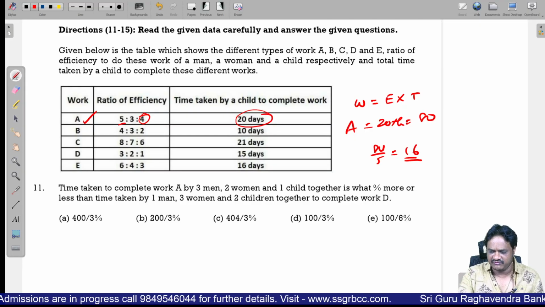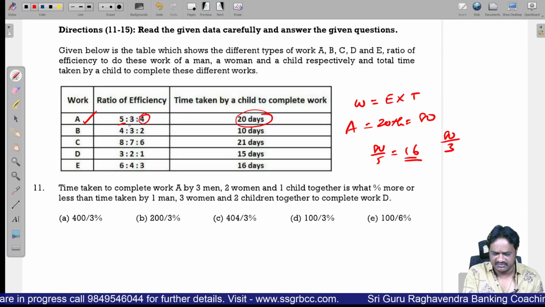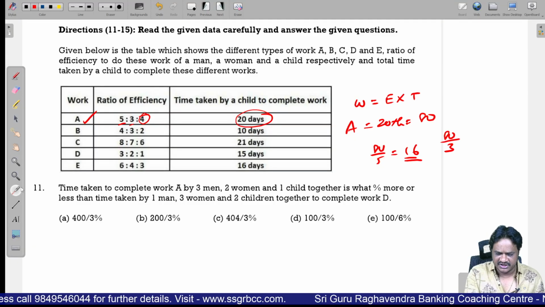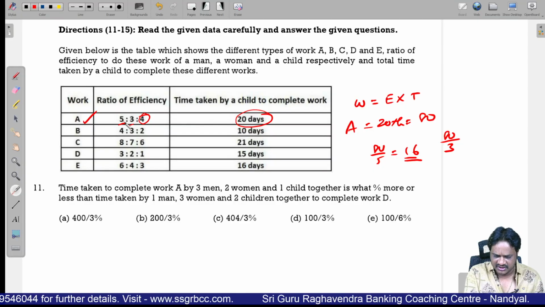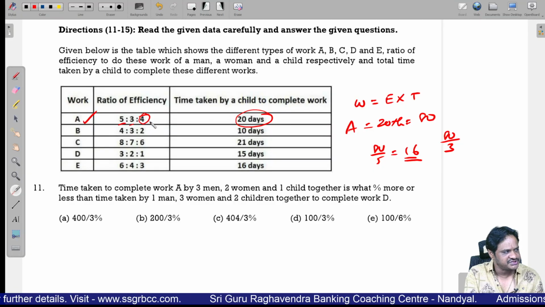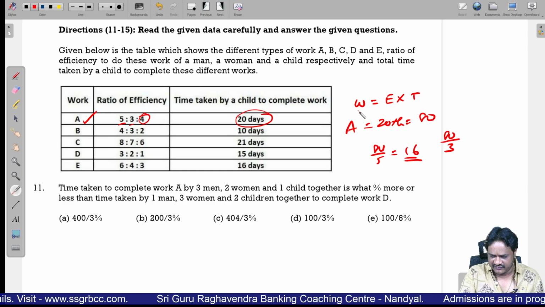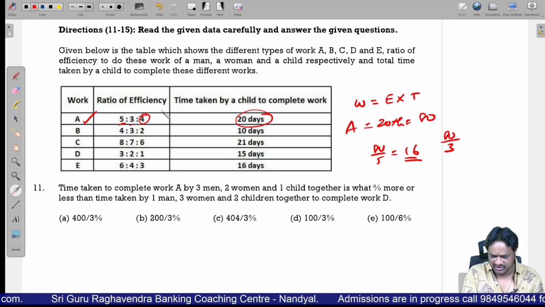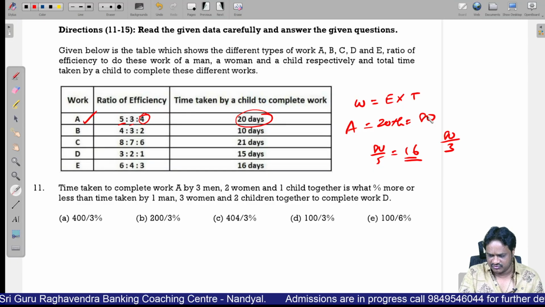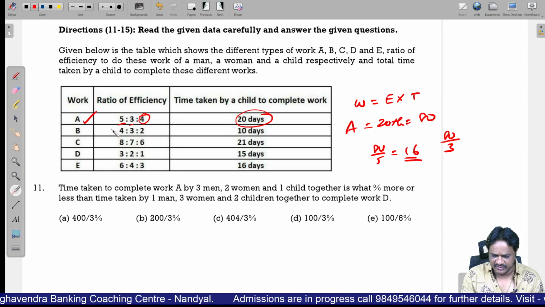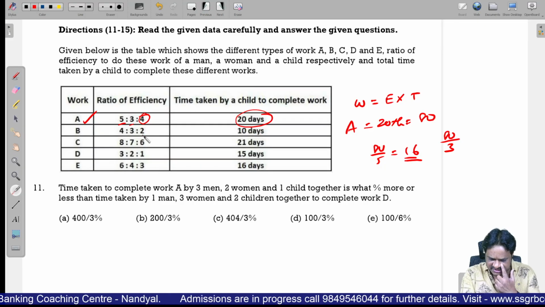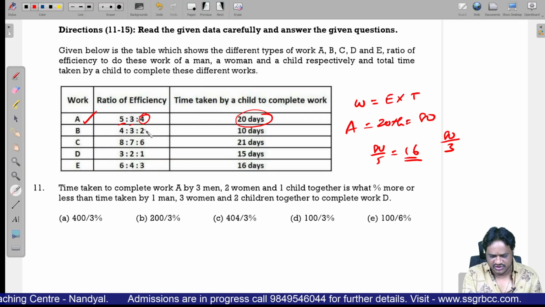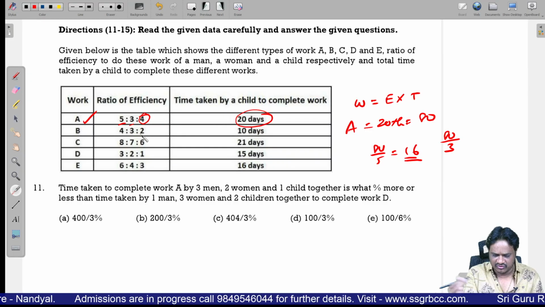How many days will a woman take? Then what we have to do? 80 by 3, because woman efficiency is 3. So here we are given the time taken by child only. This is man efficiency, woman efficiency, child efficiency. The formula for work is work equal to efficiency into time. So child is taking 20 days, child efficiency 4. So what is A total work? 80. If you come to B, child takes 10 days, efficiency of child is 2. So what is B total work? 10 into 2, 20. What is the work of C? 21 into 6, 126. Like that we have to do the calculations.